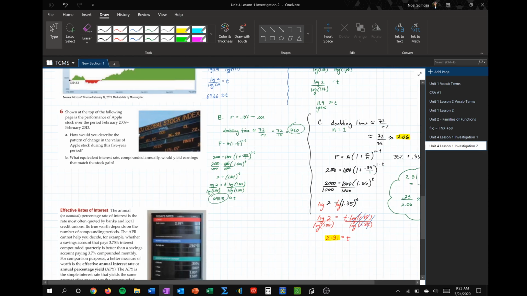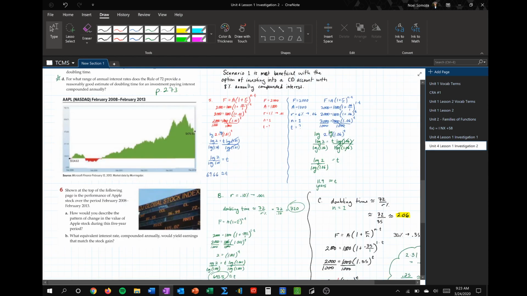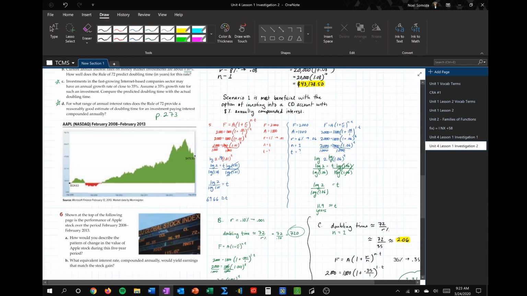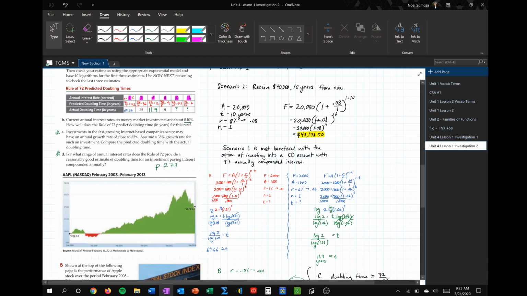Okay, and then let's take a look at D. And then it asks, for what range of annual interest rates does the rule of 72 provide a reasonably good estimate of doubling time for an investment paying interest compounded annually? Okay, so for part D, there wasn't really like a hard and fast answer for this.